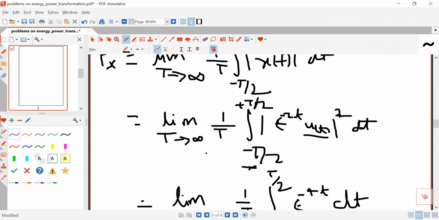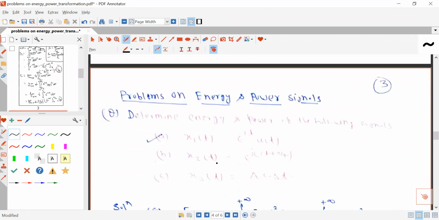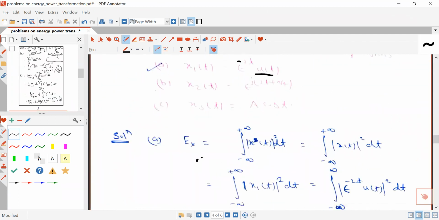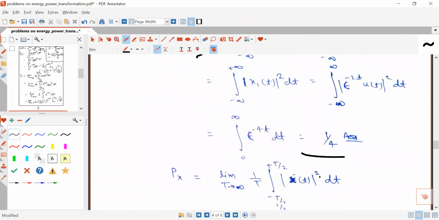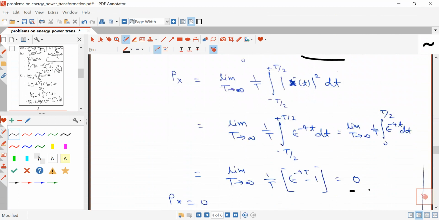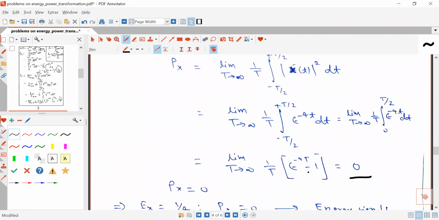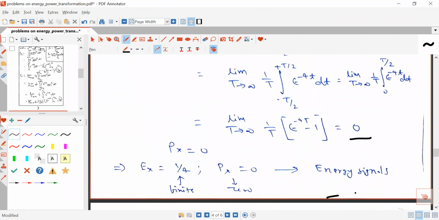So this problem is solved in the PDF file also. This is e to the power minus 2t u(t). This problem is solved here. This signal has a definite value of energy and zero value of power. So the signal is an energy signal.